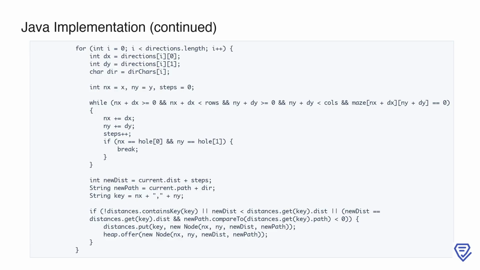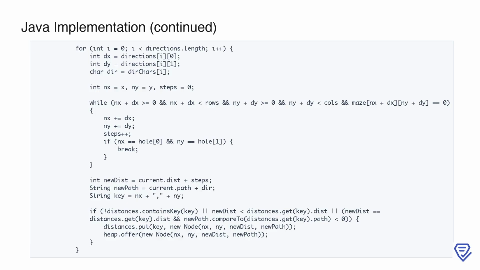We then simulate the ball's movement in that direction, starting from the current position. As long as the next position is within bounds, doesn't hit a wall, and the ball hasn't reached the hole, we continue moving, incrementing the step count. If the ball reaches the hole during this simulation, we break out of the loop early. Once we stop, we compute the new distance as the sum of the current distance and the steps taken, and we construct the new path by appending the direction character to the current path.